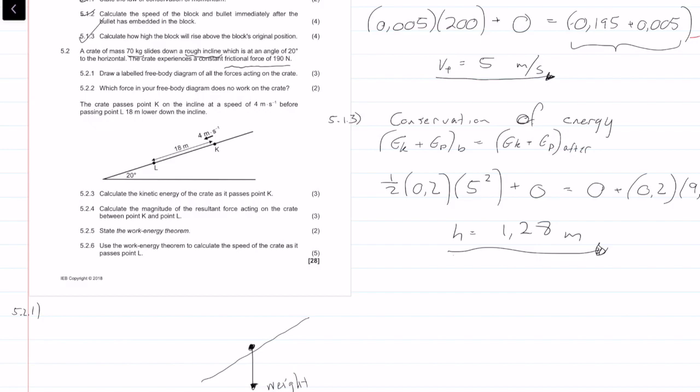We know there's a frictional force and the block is moving down, so the frictional force is going to be acting upwards. So let's call that force friction. And obviously there is a normal force.